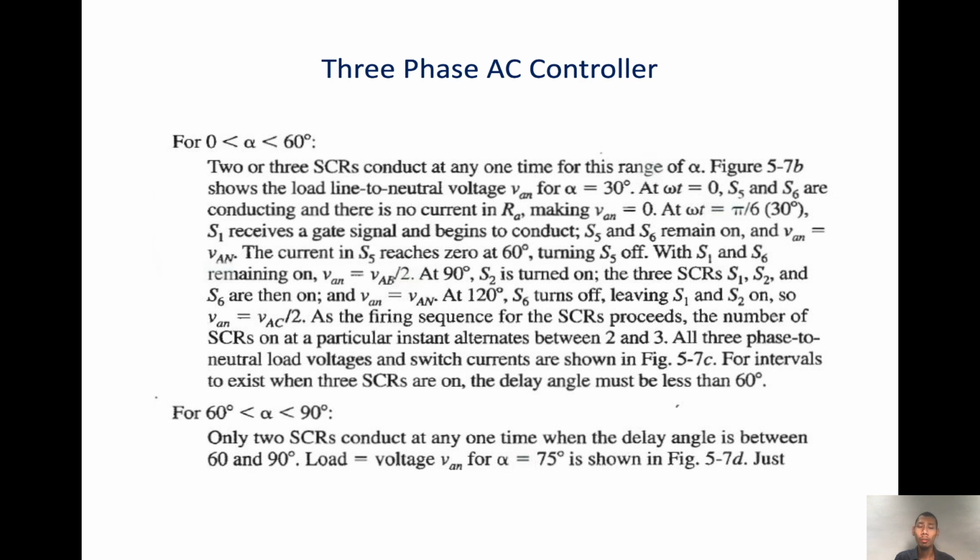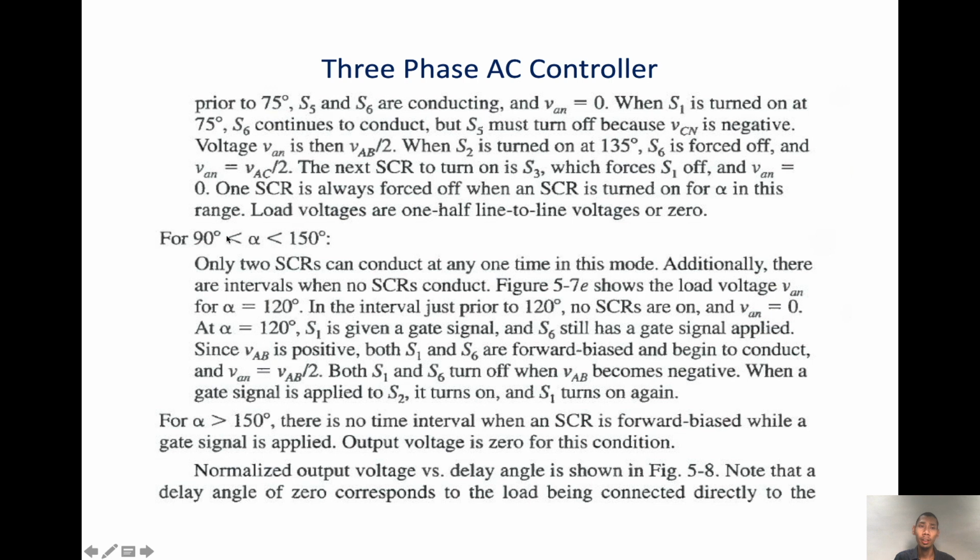The second condition, for alpha between 60 degrees and 90 degrees, only 2 thyristors can be on at a time, so the output voltage will follow half of the line to line voltage. And at alpha 90 degrees, also only 2 thyristors can be conducting at any time. And when alpha is bigger than that, there is no conduction interval, so the output voltage becomes 0.